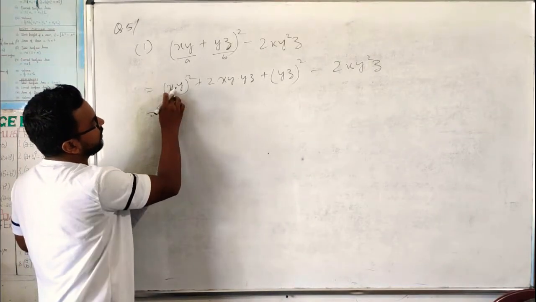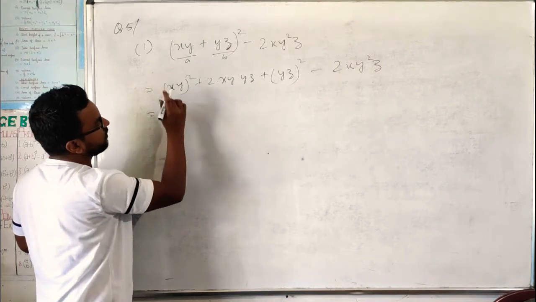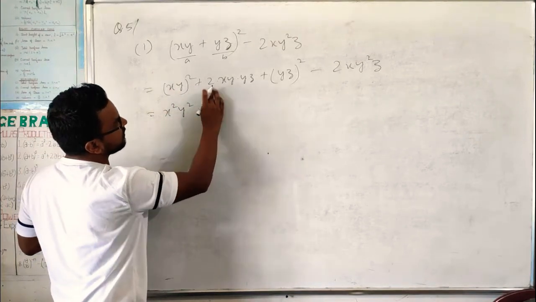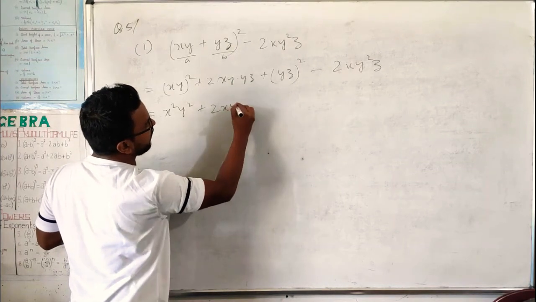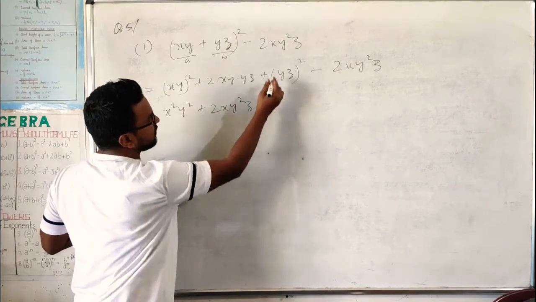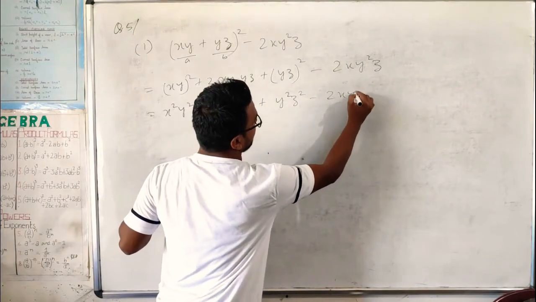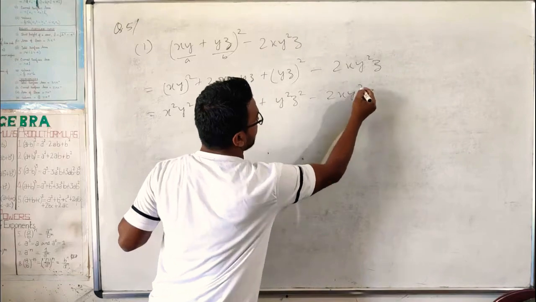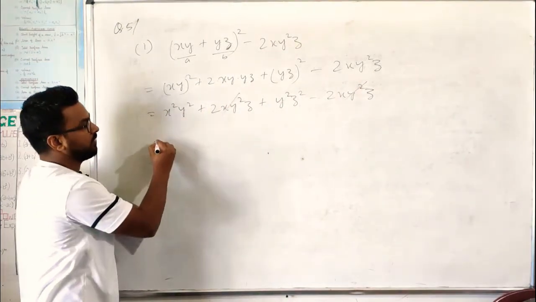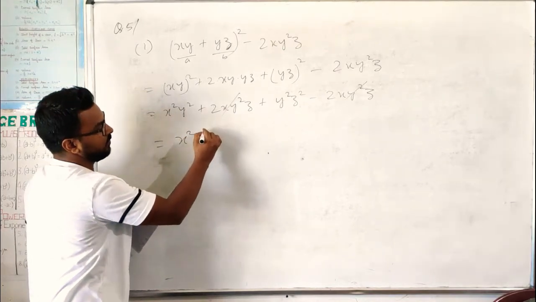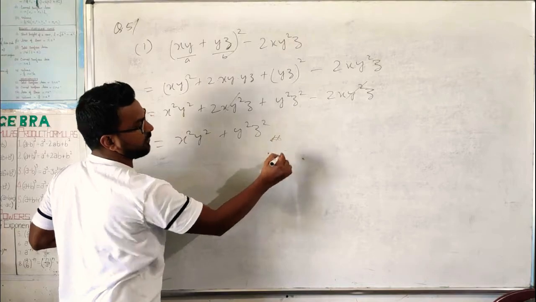You will get square of x, which is x square. Square of y is y square plus, if you multiply this one, 2 into x y into y square into z, plus this will become y square z square, minus 2x y square z. This and this will get cancelled because one is plus and one is minus. What will remain? X square y square plus y square z square. This is our answer.